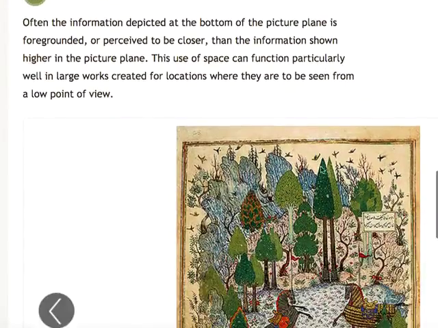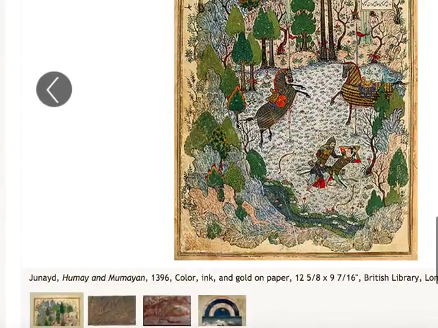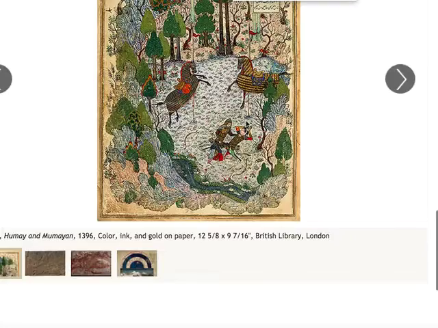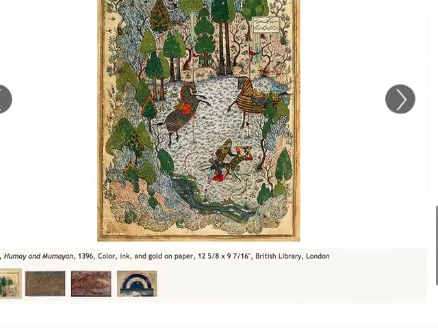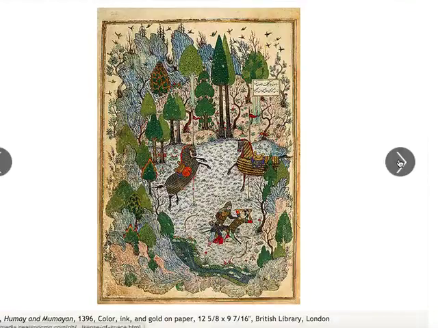Often, the information depicted at the bottom of the picture plane is foregrounded or perceived to be closer than the information shown higher in the picture plane. This use of space can function particularly well in large works created for locations where they are to be seen from a low point of view.